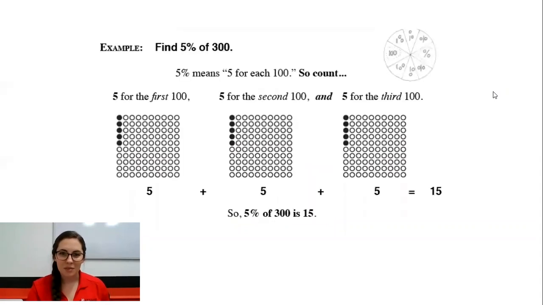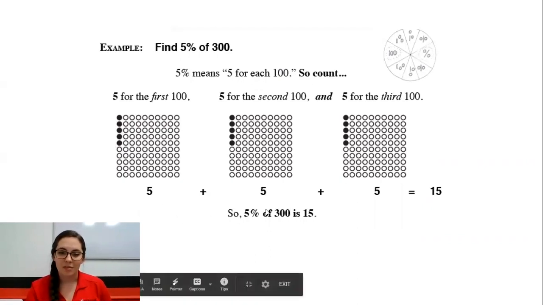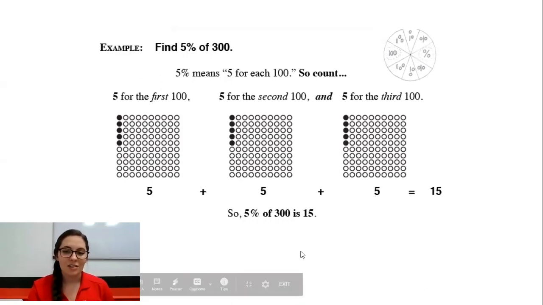Now, with numbers, we can take percents of numbers like this. Say we want to know what 5% of 300 is. We can do that by, first of all, replacing this percent with that for each 100. And then I'm going to split my 300 into three groups of 100, like I've done here. So if I have 5 for each 100, I'm going to have 5 of this first 100, 5 for the second 100, and 5 for the third 100. And when I put those together, I can do 5 plus 5 plus 5, or 5 times 3 for my 300s, and I would get 15. So 5% of 300 is 15.